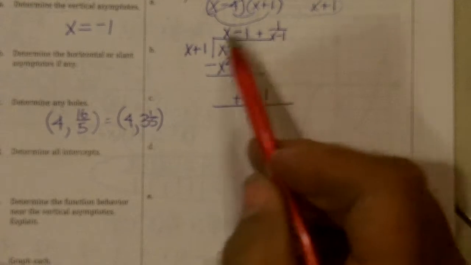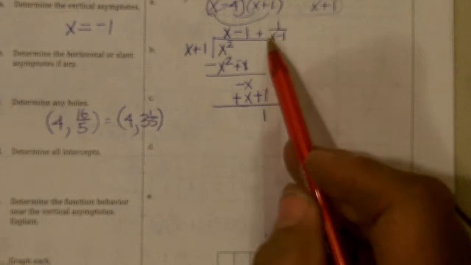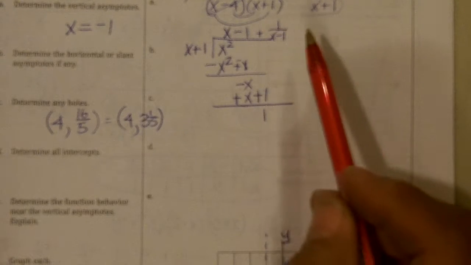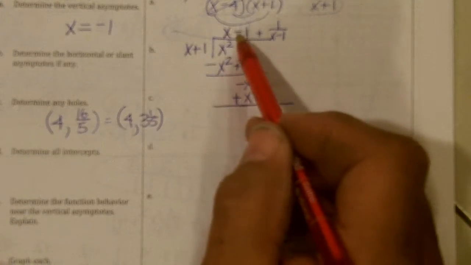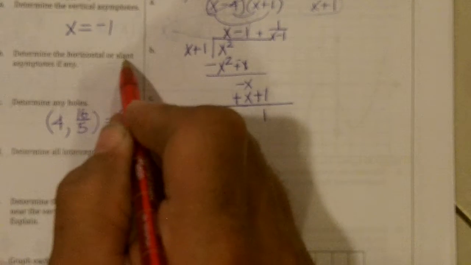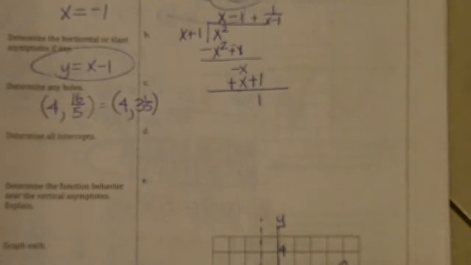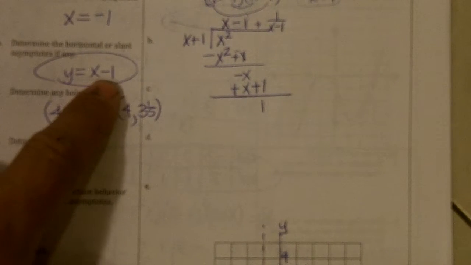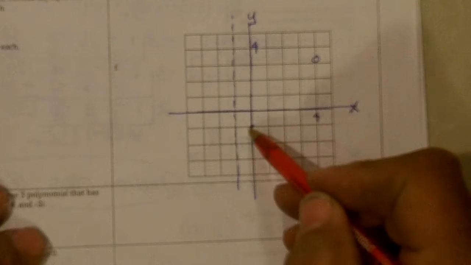And as x gets large, this will go to 0, because the denominator will get large and this will be 0. As x gets large, positive or negative, this whole fraction goes to 0. And I get closer and closer to the line y equals x minus 1. So my horizontal or slant oblique asymptote is y equals x minus 1. So I'm going to draw that in. That's a slope of 1 through minus 1 on the y-axis. Through minus 1 with a slope of 1.